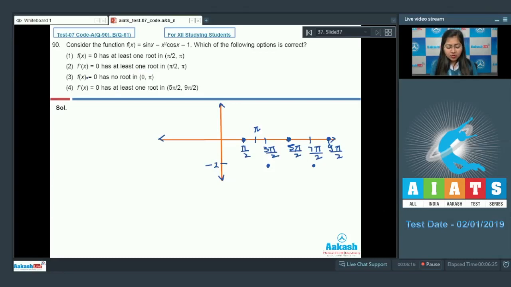Second option says about f dash x between pi by 2 to pi, which is again not 0, right? And between 0 to pi, it says that f(x) equal to 0 has no root, but we have pi by 2 as root here. So, option number 3 is also incorrect. Now, option number 4 says that f dash x equal to 0 has at least one root in 5 pi by 2 to 9 pi by 2. Now, as between 5 pi by 2 to 9 pi by 2, the graph is going something like this, therefore, the value of f dash x will be 0 at least one point. Therefore, option number 4 is the correct answer.